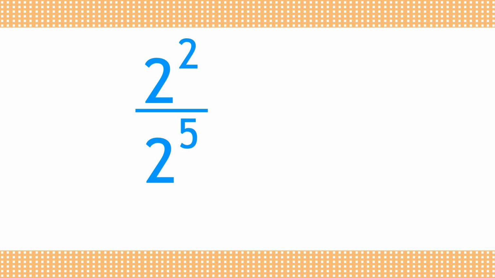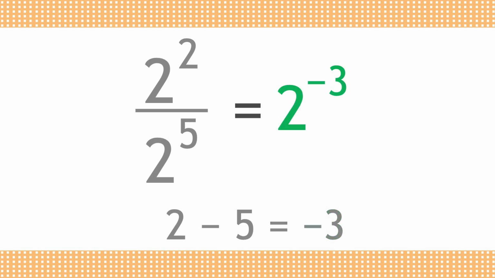Do you see anything different about this problem? I bet you noticed that when we subtract the exponents, we get a negative exponent, -3 to be exact. So 2 to the 2nd power divided by 2 to the 5th power is equal to 2 to the -3rd power. But how do negative exponents work?